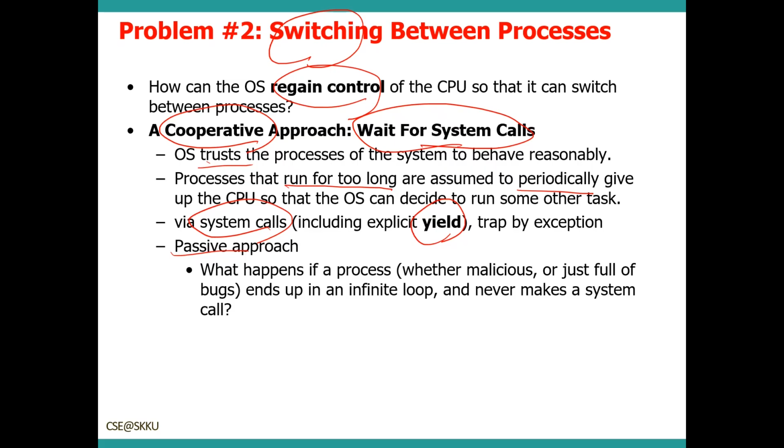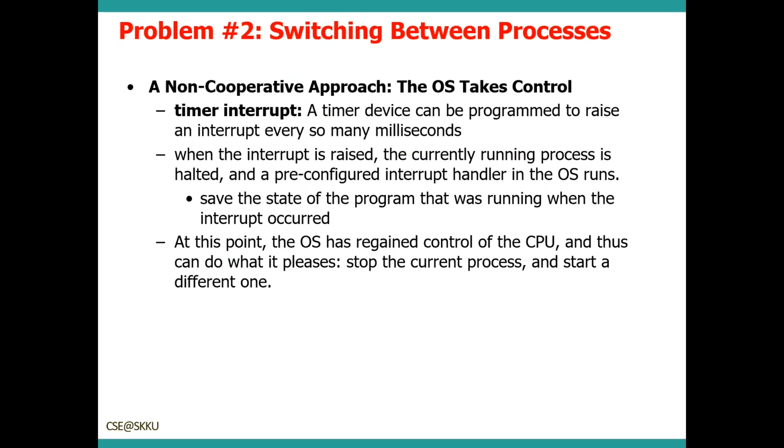So what happens if a process ends up in an infinite loop and never makes a system call? What can the OS do then? How can the OS gain control of the CPU even if processes are not being cooperative? What can the OS do to ensure a dangerous process does not take over the machine? The answer is timer interrupt.